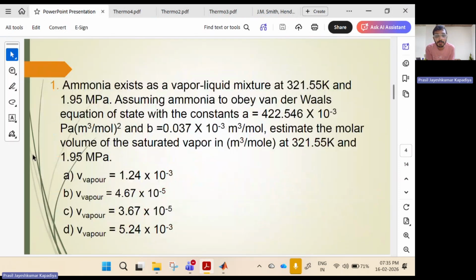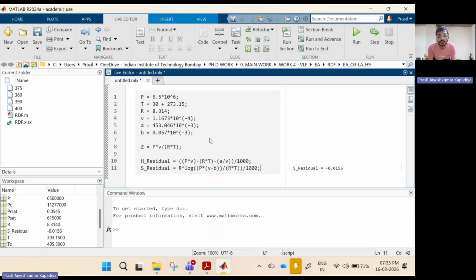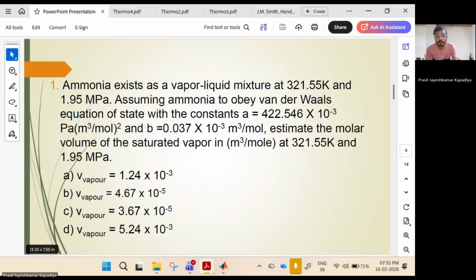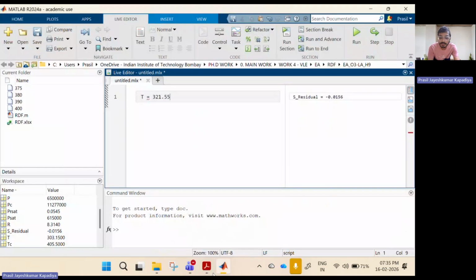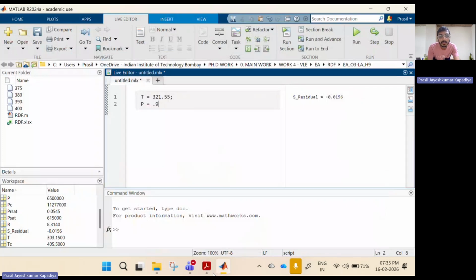It says that ammonia exists as a vapor-liquid mixture at 321.55 Kelvin and 1.95 megapascal. Okay, so we are given that temperature is equal to 321.55 Kelvin and my pressure is equal to 1.95 into 10 raised to 6 pascals.